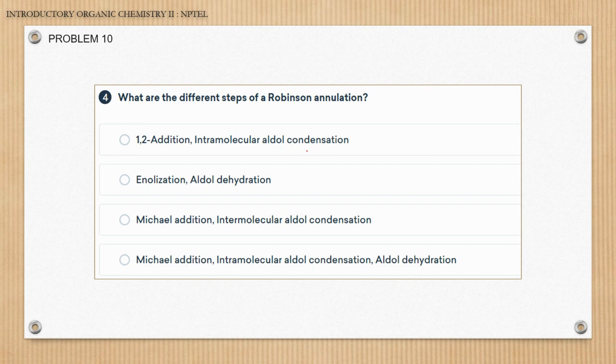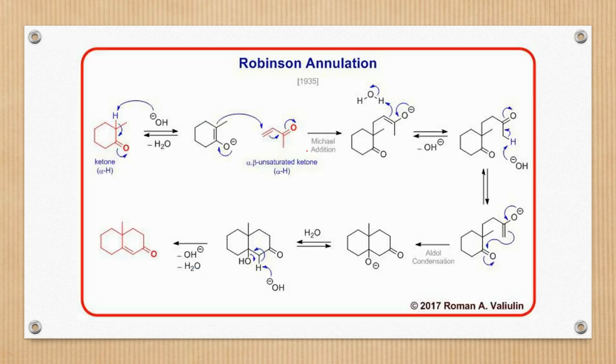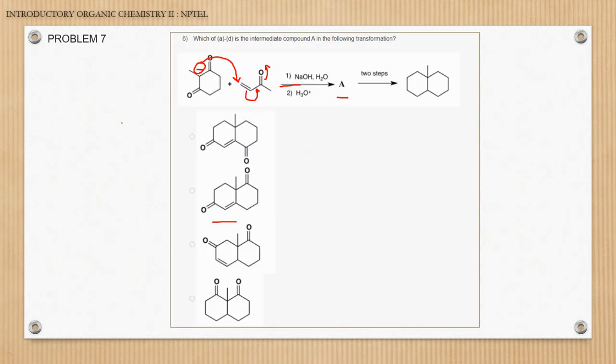So can anyone quickly tell me? We have seen so many examples of this Robinson annulation previously. So just tell me which is the step which is involved in this particular Robinson annulation. Any last option. If anyone has any doubt, just let me clear the air. So here in the Robinson annulation, previously also we have seen that first of all what is happening? Base will abstract an acidic proton as it is happening in this question.